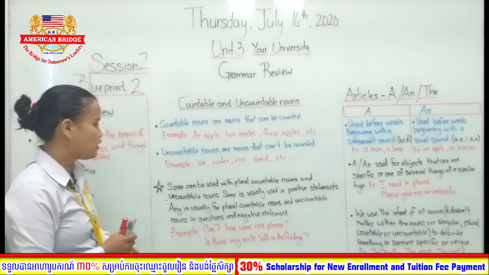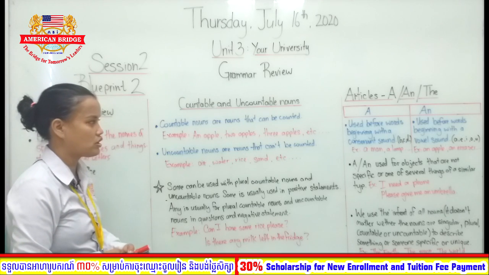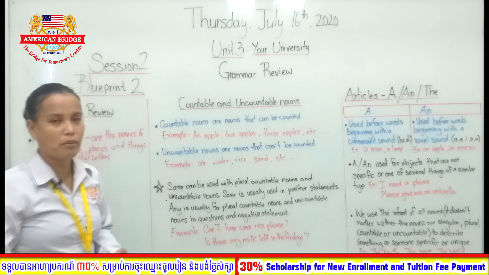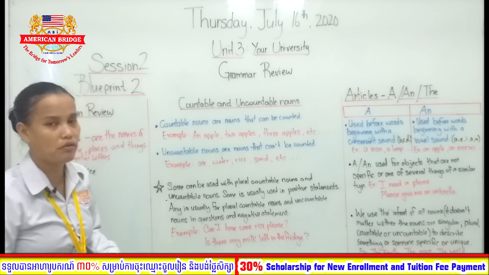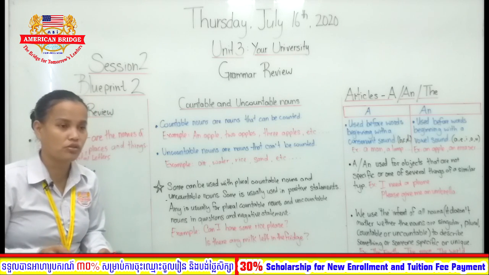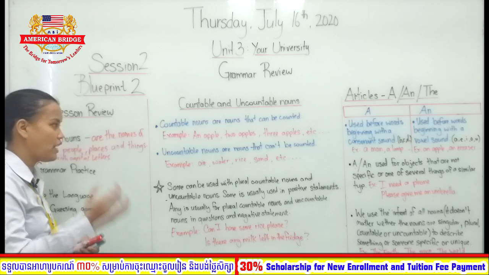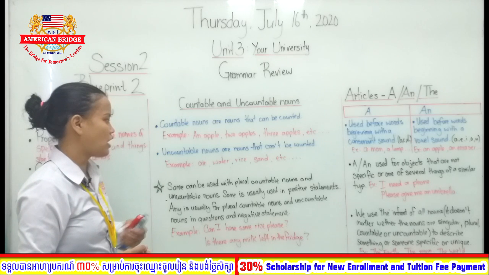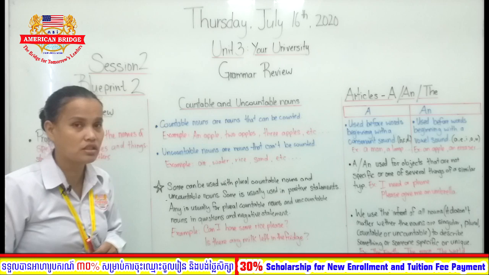Now, countable nouns are nouns that can be counted. So for example, an apple, 2 apples, 3 apples, 4 apples, 5 apples, okay? Or 1 girl, 2 girls, 3 girls. There are 400 girls. There are 300 tables, 20 tables, 5 chairs. So countable nouns are nouns that can be counted. Okay, what about uncountable nouns? Uncountable nouns are nouns that can't be counted, all right?